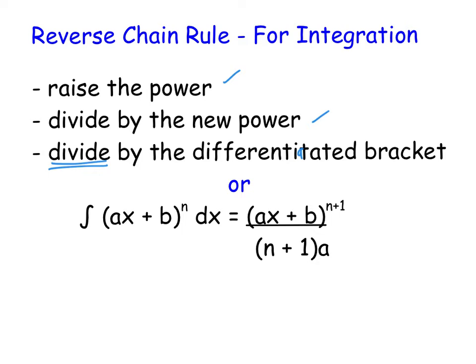So following my mantra, you raise the power. So the power was n, that becomes n plus 1. So we've raised the power. We then divide by the new power. So we divide by whatever that new power was, n plus 1. And then we divide by the differentiated bracket.